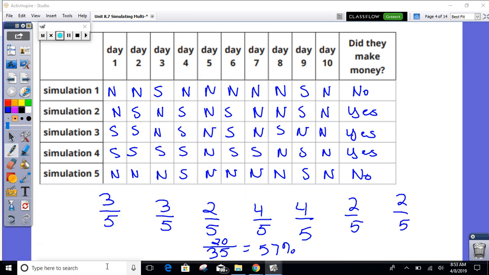Because here, what's 3 out of 5? How many is that? 60%. So these people had 60%. 2 out of 5 is what? 40%. 4 out of 5 is 80%. Why might it be better to use the whole class's data than individual data?